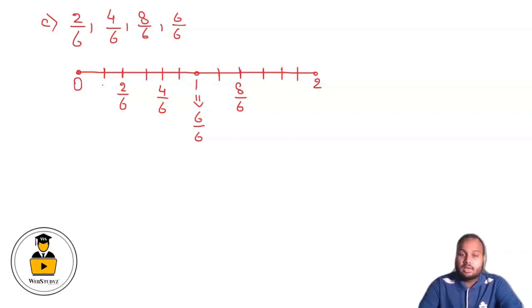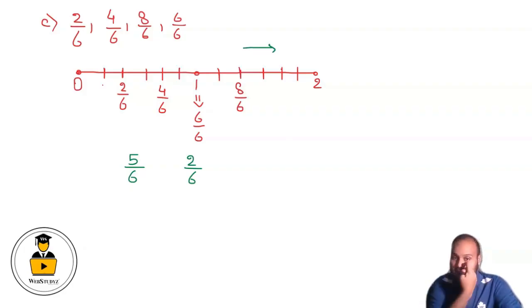Now let us put the signs for the problems which we were given. We were having 5 by 6 and 2 by 6. From the number line, on comparing, the number which is on the right side is greater than that on the left side. So here it is clearly seen that 5 by 6 is greater than 2 by 6.